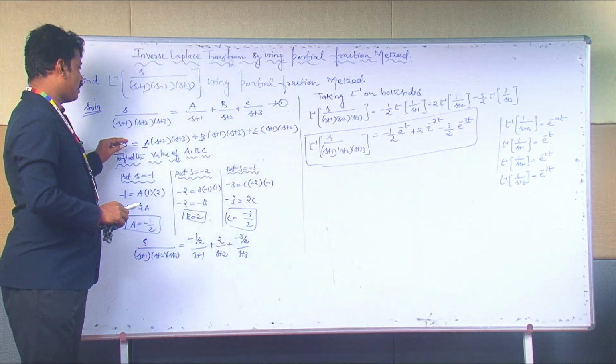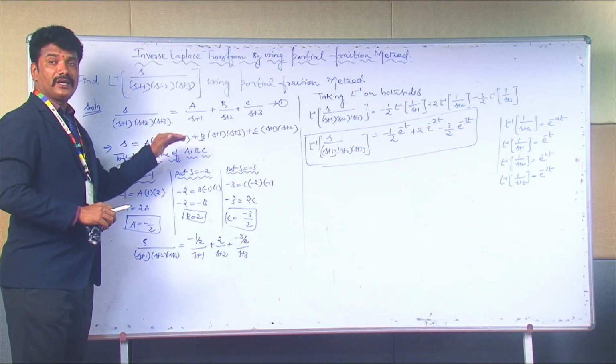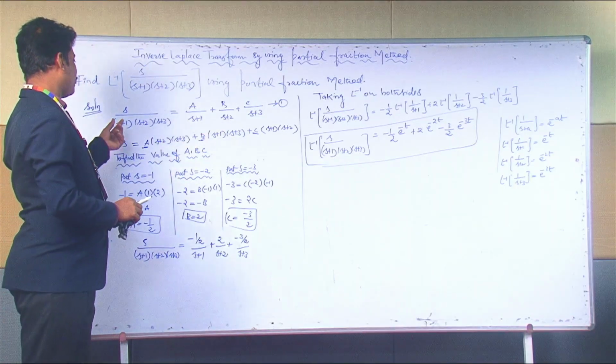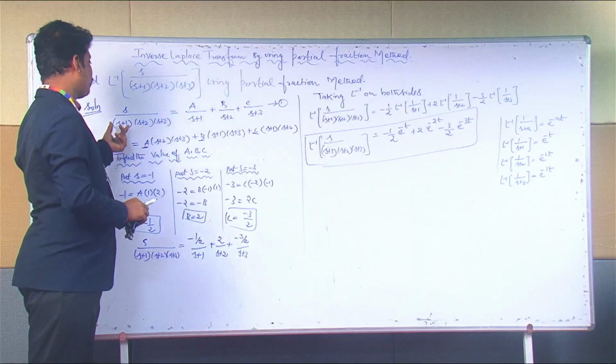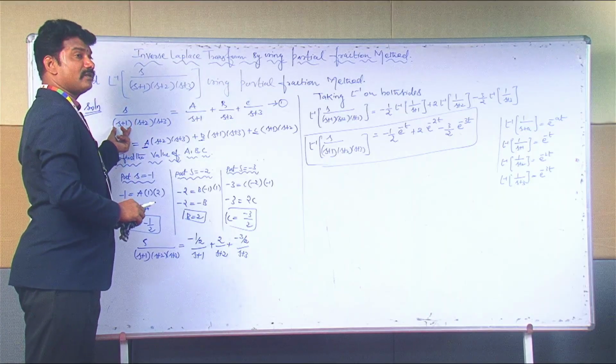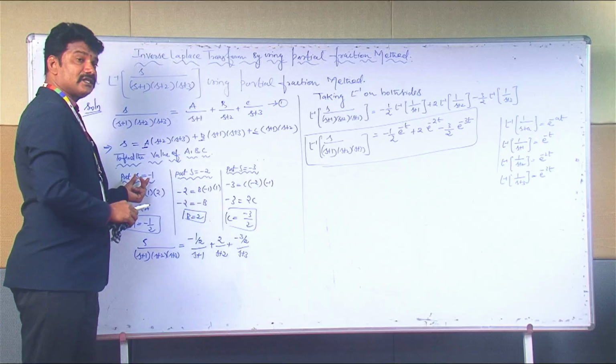Look at that. Our ultimate aim is to find the values of A, B, C. There are three factors, and you have to equate each to 0. If s plus 1 equals 0, you have to write s equals minus 1.